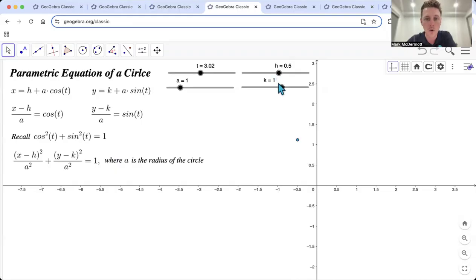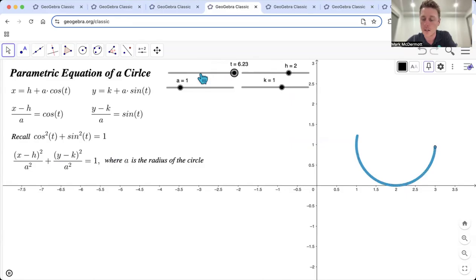So let's put h and k to be something. Let's make h 2 and let's make k 1. So now our circle is going to be centered at 2, 1. And then if we play t, we can see that we do in fact get a circle centered at the point 2, 1, and it has a radius equal to a. A is 1 in this case. So hopefully you can see that the center of this is 2, 1, and the radius is 1.